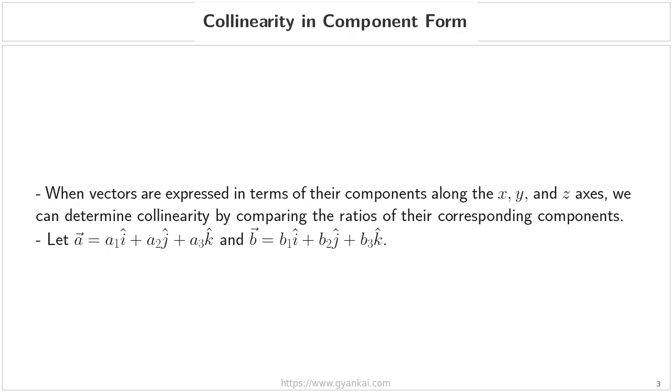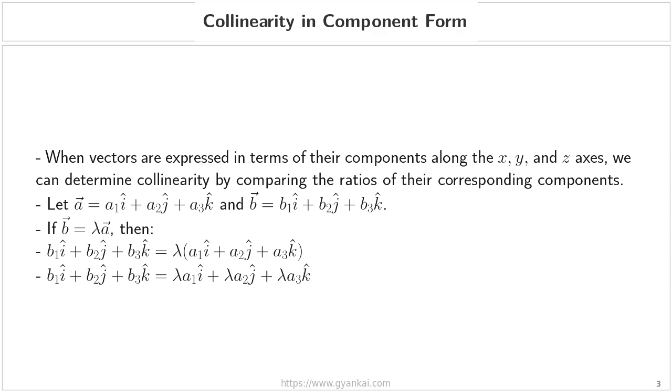Suppose we have vector A, which is a1 i hat plus a2 j hat plus a3 k hat, and vector B, which is b1 i hat plus b2 j hat plus b3 k hat. As we established in the previous slide, for these to be collinear, there must be a scalar, which we'll call lambda, such that vector B equals lambda times vector A. If we substitute our component forms into this equation, we get b1 i hat plus b2 j hat plus b3 k hat equals lambda multiplied by the quantity a1 i hat plus a2 j hat plus a3 k hat.